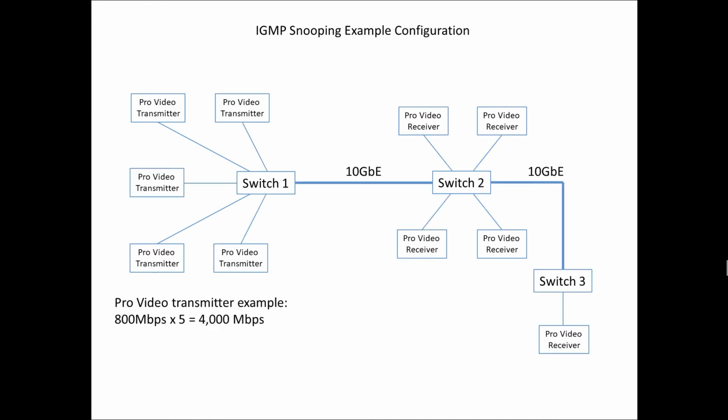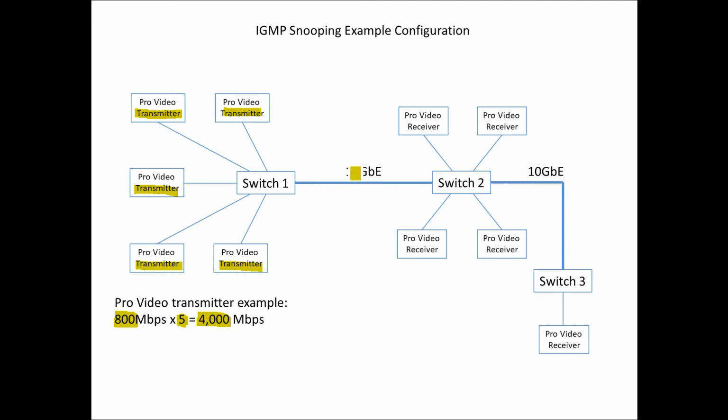So the next one we're going to take a look at here is one that is actually using registered multicast for the solution. Again, we're focusing on a Pro Video solution, transmitter and receiver, and we're stating here that we have a total of 5 transmitters. So on the left hand side we have 5 Pro Video transmitters, and they're going to be generating 4,000 megabits per second of video multicast traffic. Again, we're assuming each one is 800 megabits per second.